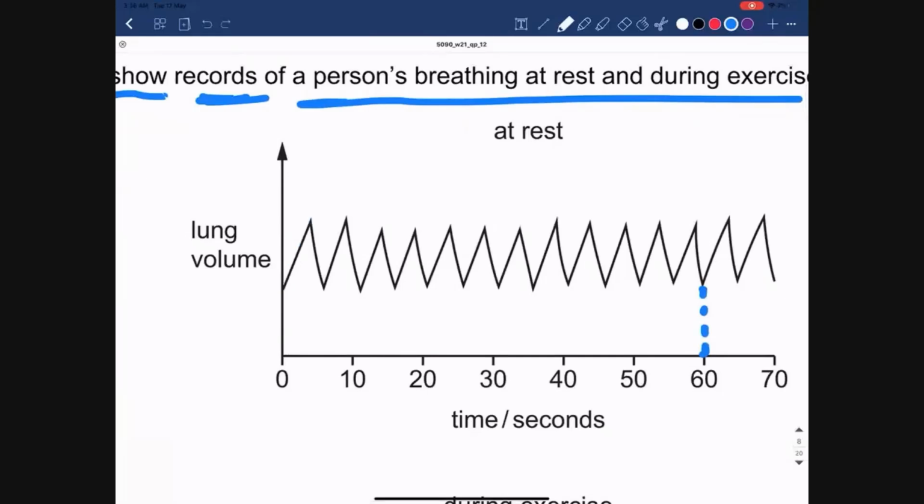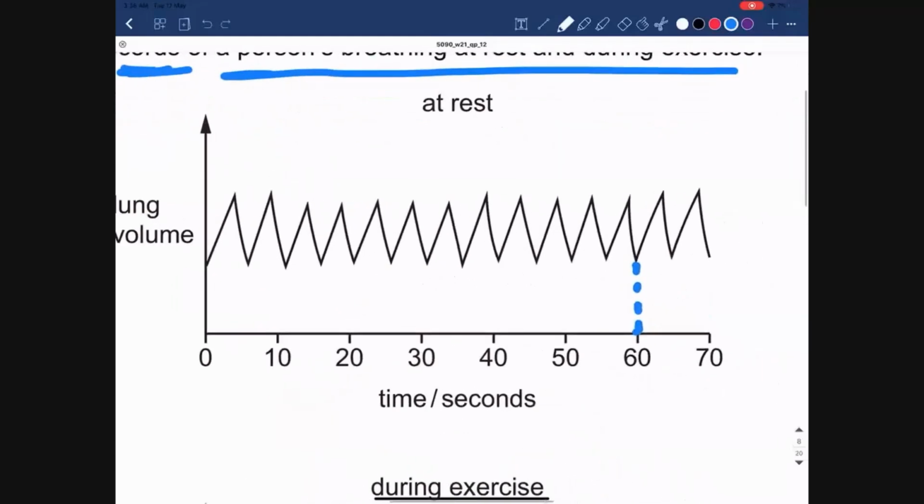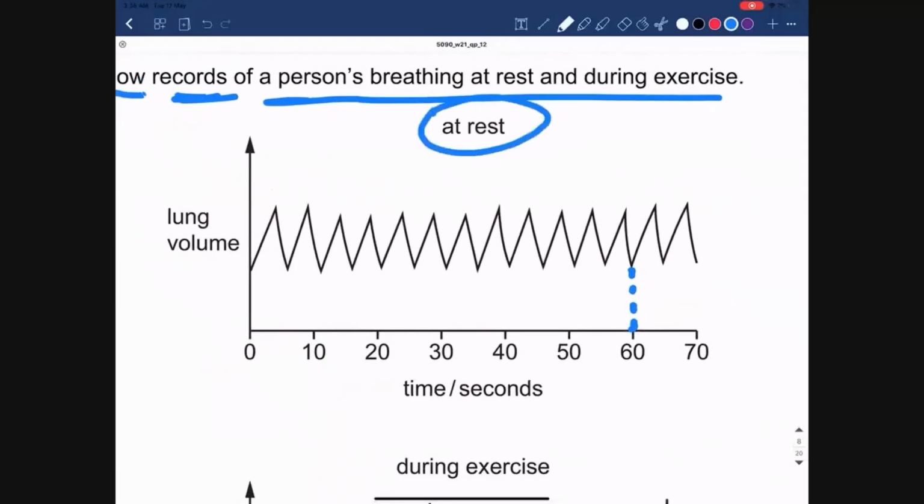How? The lung volume increases when you inhale, and the lung volume decreases when you exhale. So this is one breath. Then again you inhale, and then you exhale. This is the next breath, right? So one wave is one breath. Let's count how many breaths are there in 60 seconds or 1 minute when the person is at rest.